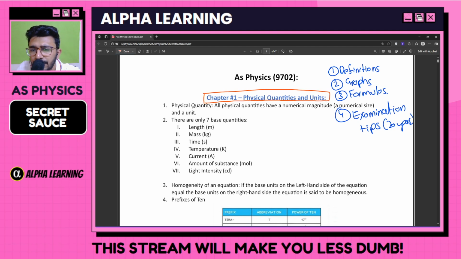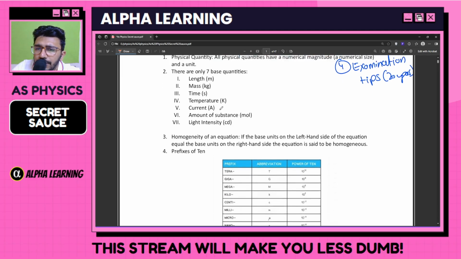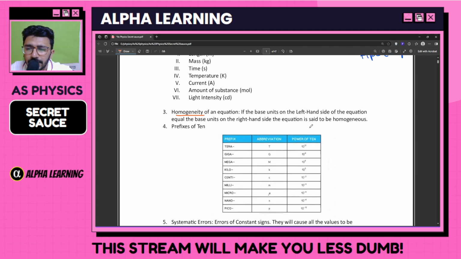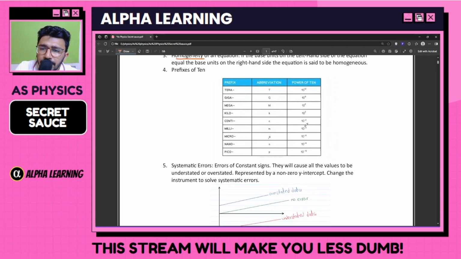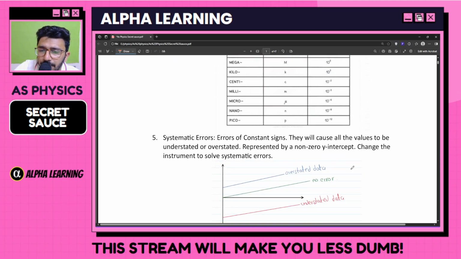Okay. So you have some definition of physical quantities and units. There are 7 base quantities and derived quantities are infinite. You need to know what is homogeneity of an equation. The base units on the left hand side should be equal to the base units on the right hand side. That means your equation is said to be homogeneous. Then you must know or memorize these prefixes of 10. Tera is capital T, 10 is the power of 12, and all these prefixes should be memorized by you.